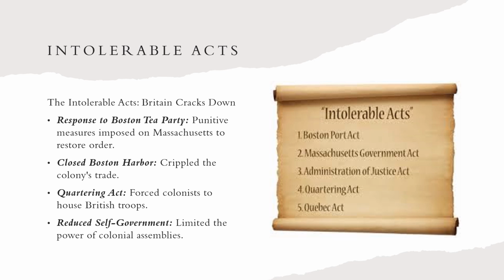Parliament passed a series of punitive measures known as the Intolerable Acts, aimed at punishing Massachusetts and restoring order. The Boston Harbor was closed, crippling the colony's trade. The Quartering Act forced colonists to house British troops in their homes, a violation of their privacy rights. The Massachusetts Government Act reduced the power of the colonial assembly, limiting self-government. These acts, instead of quelling resistance, further angered the colonists and pushed them closer to rebellion.